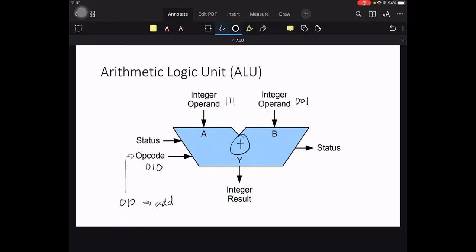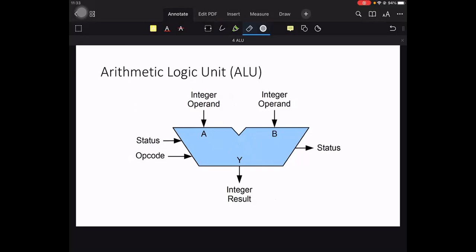Meaning atong output would be overflow siya, no? So 1111. 4 bits na lang pala ta. So it's as simple as that. Yan na lang gid ang conceptual na function sa ALU.